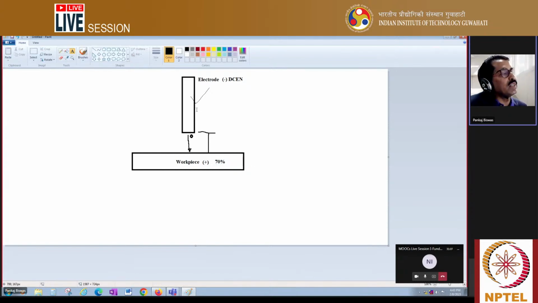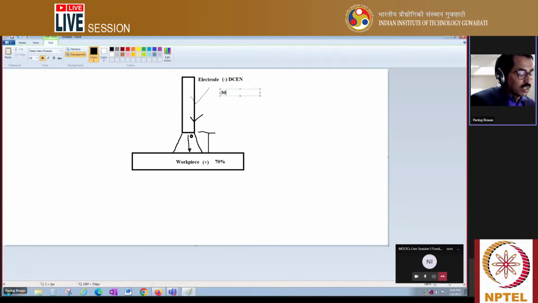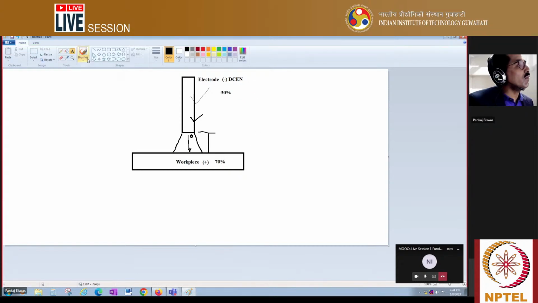And what happens, as it is a negative polarity, whatever ions are there in between this gap, in between this arc region, this is actually the arc, these ions are attracted by this electrode. Due to this attraction of ions in the electrode, there also creates some heat. That percentage of heat in the electrode is around 30%. So 30% heat is generated in the electrode during DCEN. Okay, so you should always keep it in mind.